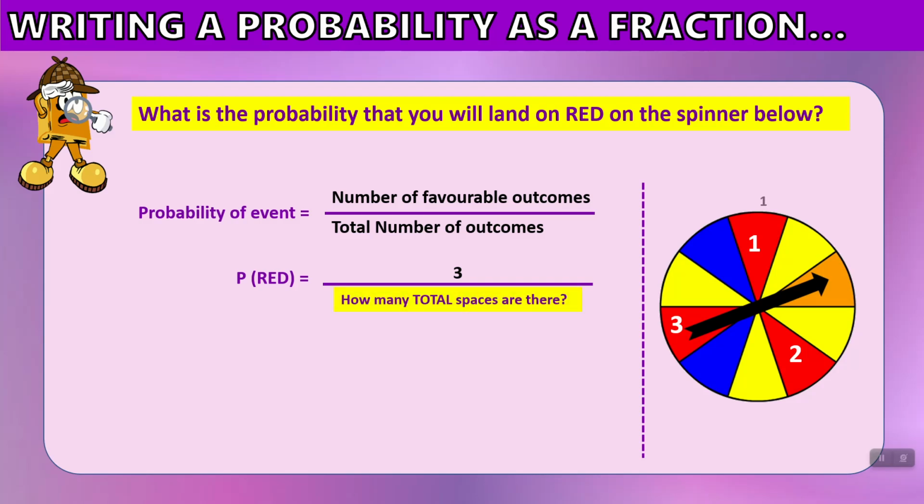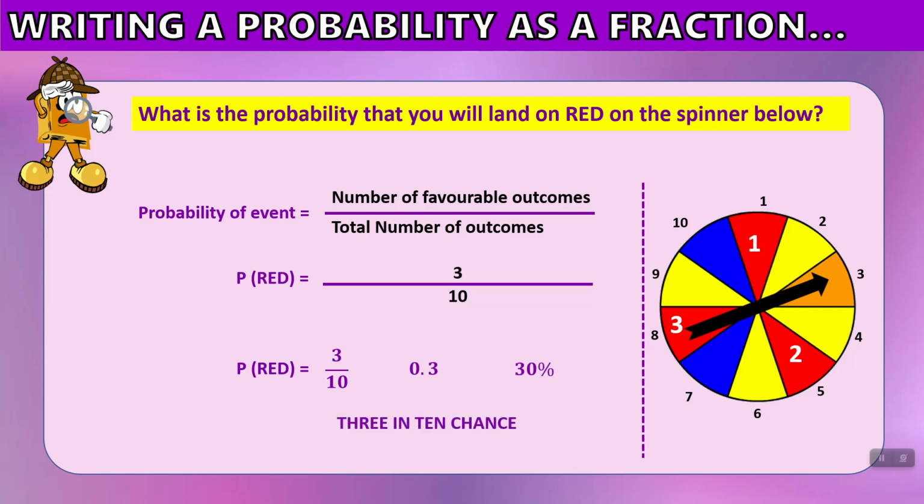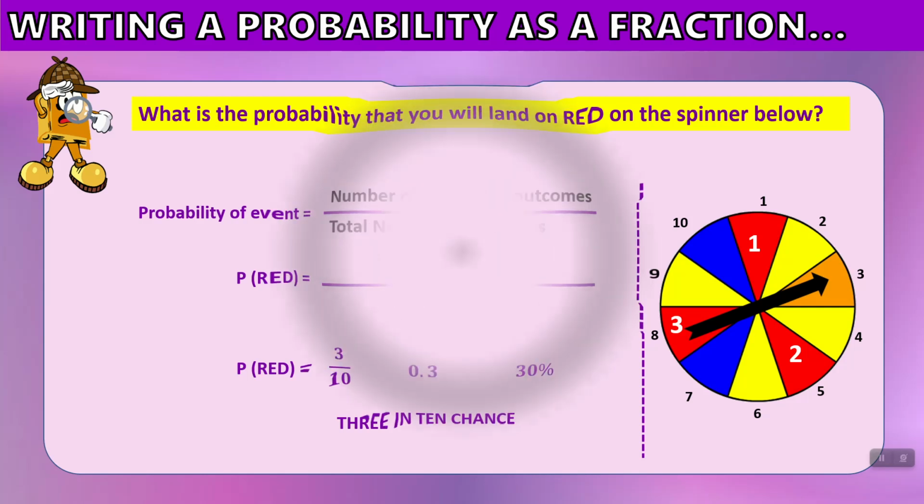Let's count them. 1, 2, 3, 4, 5, 6, 7, 8, 9, 10. There are 10 spaces. So the denominator becomes 10. And the probability of this event is 3 over 10. As a decimal, it's 0.3. As a percentage, it's 30%. And in words, you have a 3 in 10 chance of getting red if you spin this spinner.